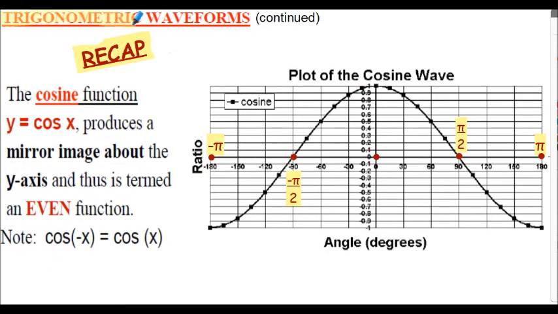Trigonometric waveforms, recap continued. Now we have the cos function, y is equal to cos x, plotted here. And we can see this produces a mirror image about the y-axis, about this axis, which is termed an even function. In other words, cos of negative x is equal to cos of x. Again, I plotted the waveform between 180 degrees and negative 180 degrees.